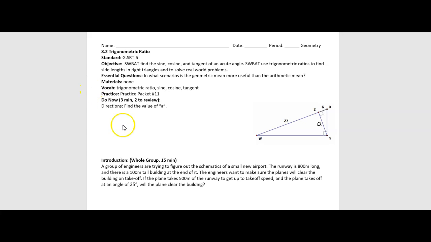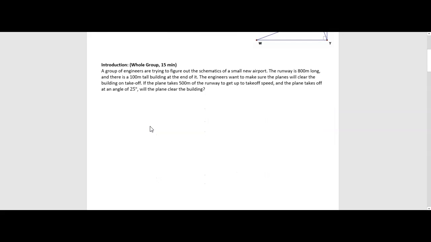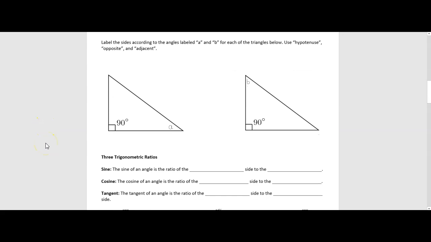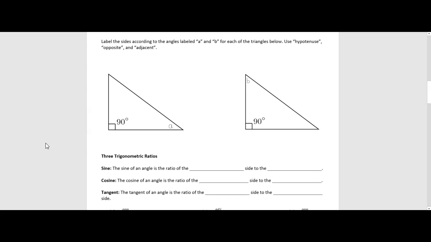So we're going to skip the do now. That's a bit of review of altitudes and right triangles, which is what we did in our last lesson. And we'll actually come back to this introduction problem at the end, after we have a little bit of an introduction to what trigonometry is. So we're going to start with the three big ratios in trigonometry: sine, cosine, and tangent.